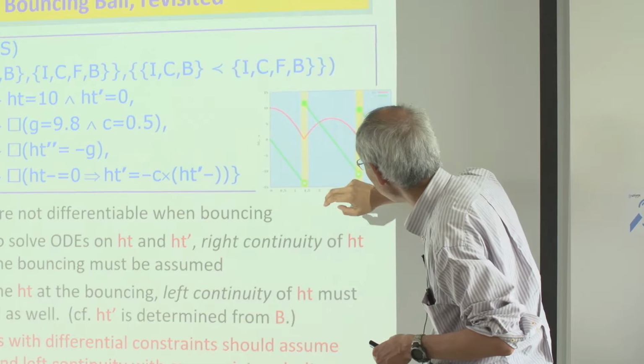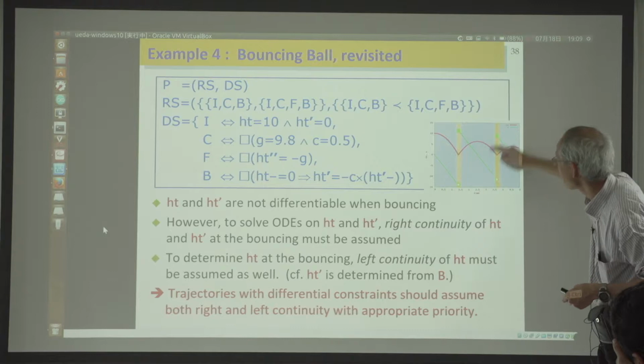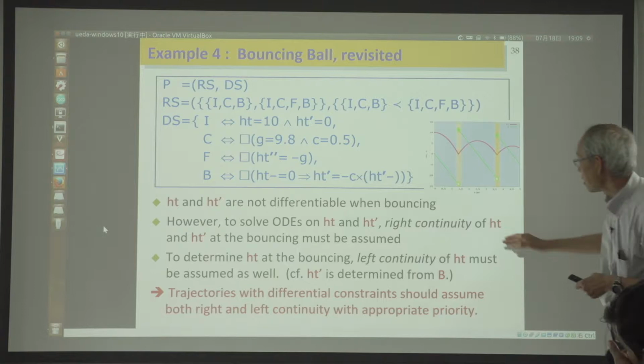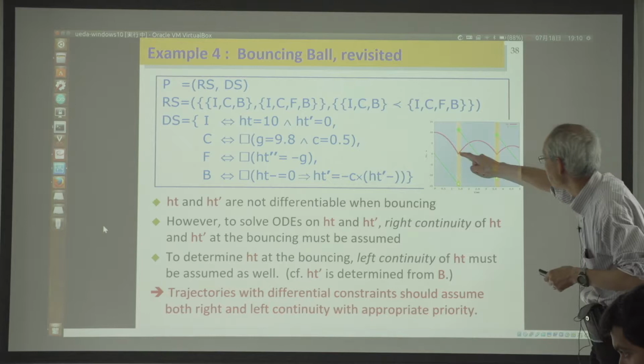But still, we need to be able to solve the ODE from this time point and this time point. So we need to have some assumption about the continuity from the right in this zone. And so in this case, we assume the right continuity of this trajectory and this trajectory, from the right, not from the left. Okay.